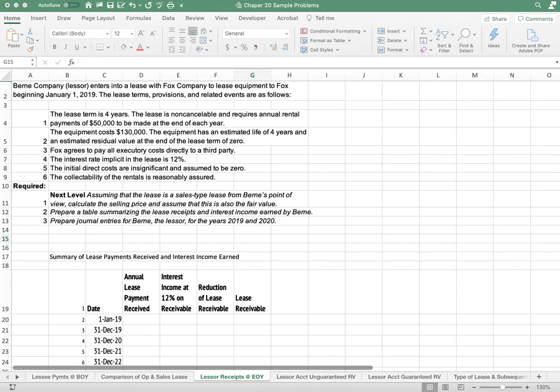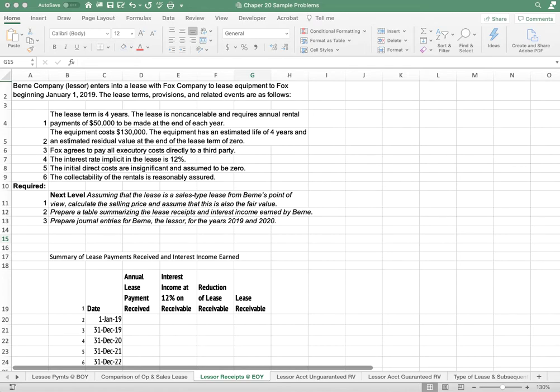The lease term is 4 years. The lease is non-cancelable, requires annual rental payments of $50,000 made at the end of each year. The equipment costs $130,000. The equipment has an estimated life of 4 years and an estimated residual value at the end of the lease term of 0.